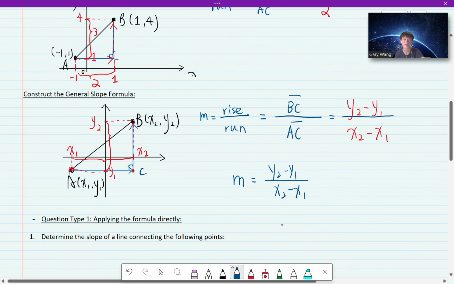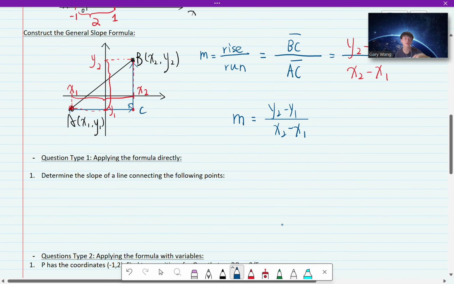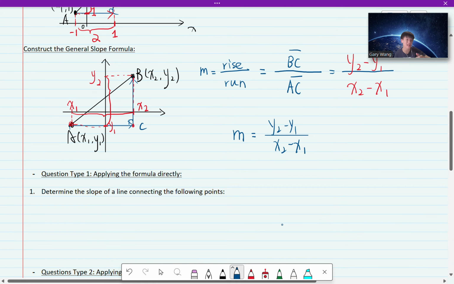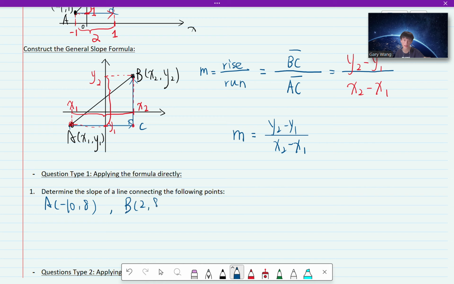Next, let's take a look at several different types of questions that could potentially be tested after we have successfully derived our formula. Question type 1, applying the formula directly. So we are just using the formula, substituting the values, and getting the slope. Such as this question right here. Determine the slope of a line connecting the following points. The points are A, -10, 8, and point B, 2, 8.